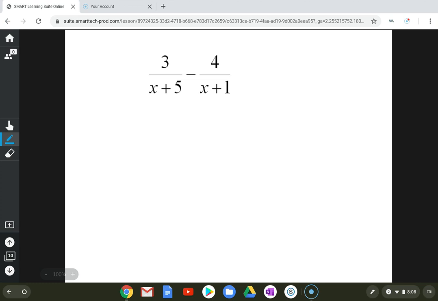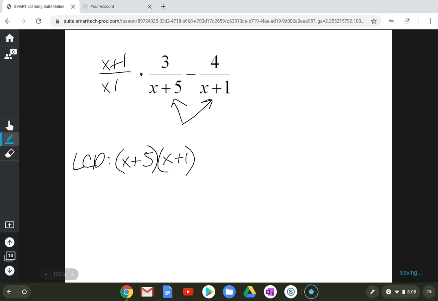Okay, almost done. So this next one, we have two just different denominators. So our LCD has to be evenly divisible by both of them. So you just need to have both factors in it. So I'm going to multiply the left side by x plus 1 over x plus 1. I'm going to multiply the right side by x plus 5 over x plus 5.